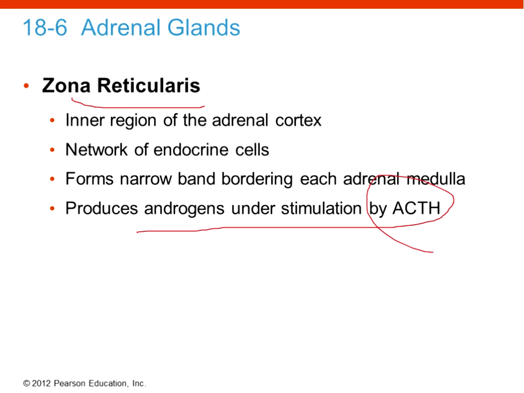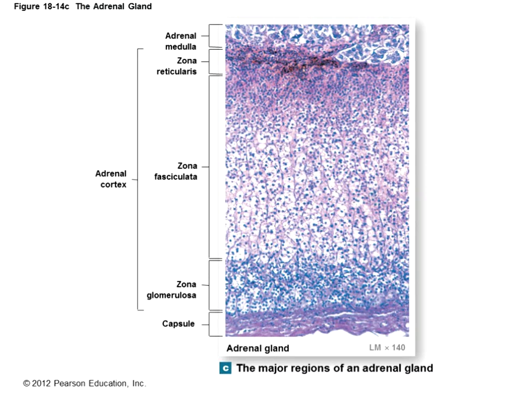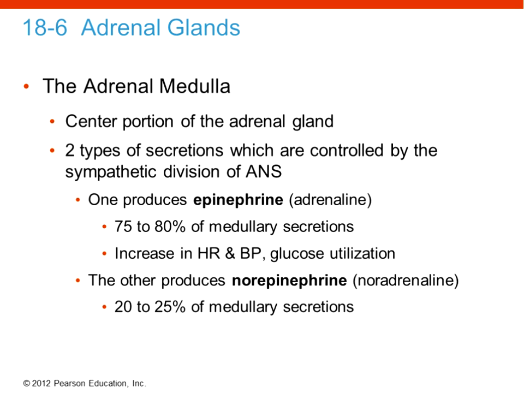And then finally we have the reticularis, which is also producing under stimulation of ACTH as well. And so there you can see those 3 layers. So the glomerulosa is towards the top, the fasciculata in the middle, and the reticularis is closest to the medulla.